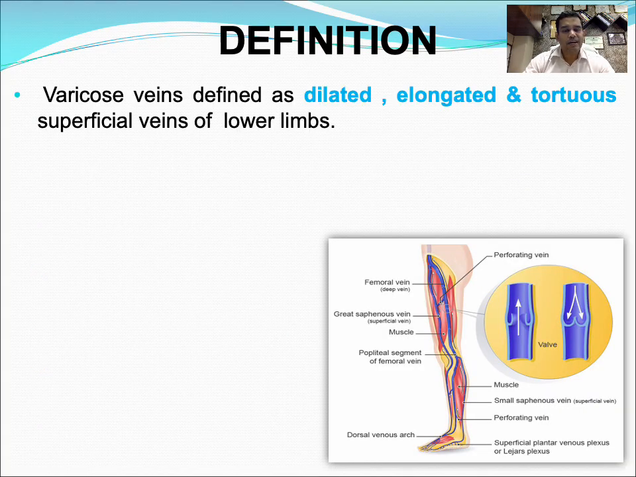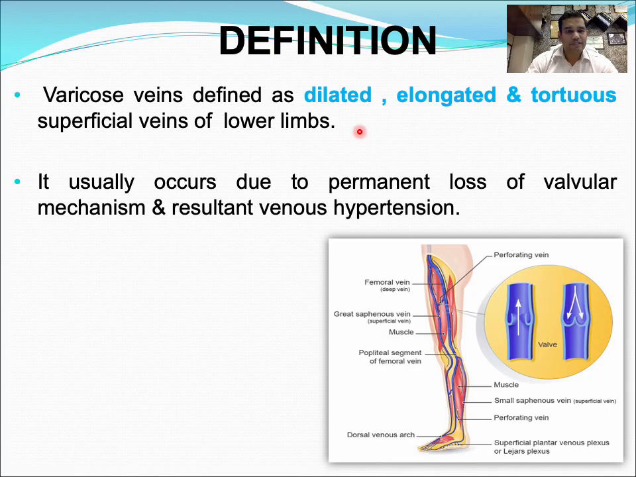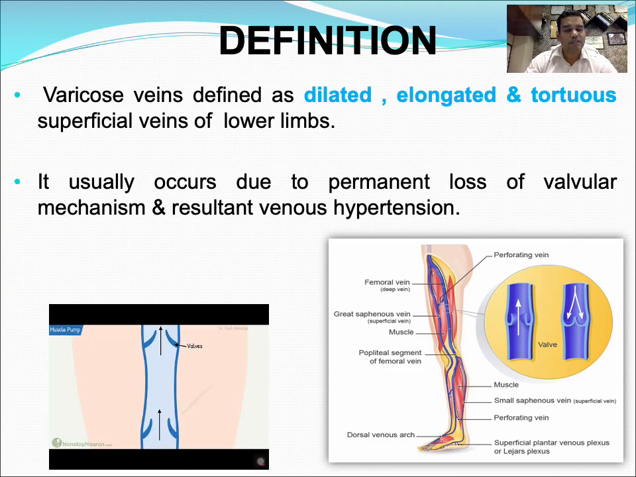So coming to the definition, what is varicose veins? Varicose veins is defined as dilated, elongated and tortuous superficial veins of the lower limb. Mind it, it should be dilated, an important word, elongated, and has to have tortuosity, then only is it called a varicose vein or pathological vein. It is usually due to the permanent loss of the valvular mechanism that is present in the veins, which leads to venous hypertension in the lower limb, and thus the patient manifests with the symptoms of varicose veins.